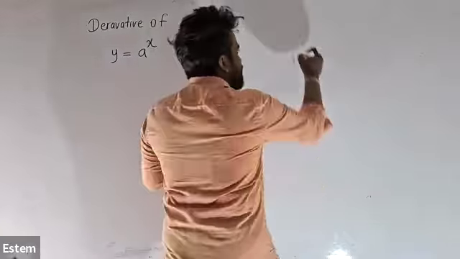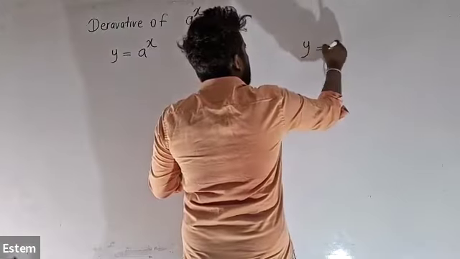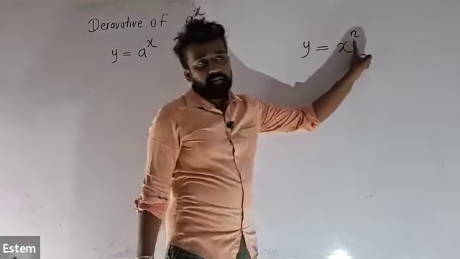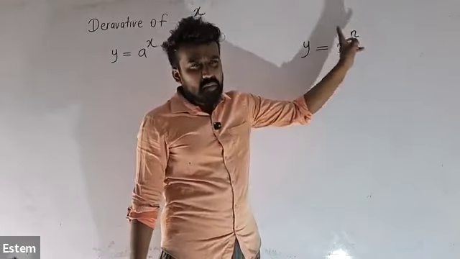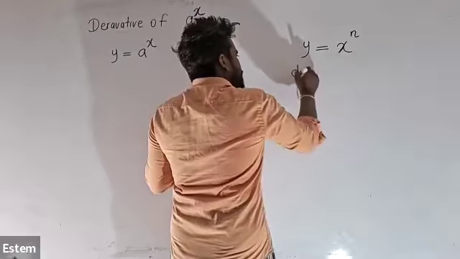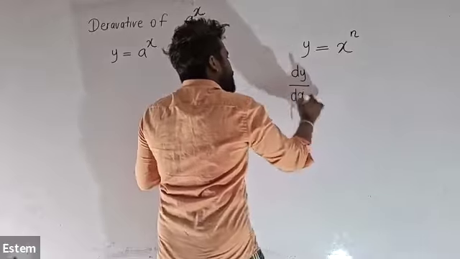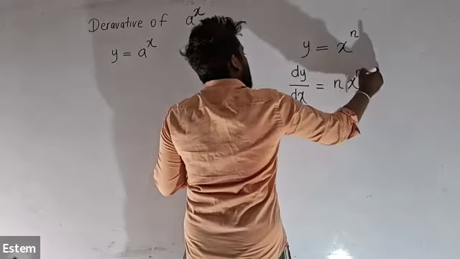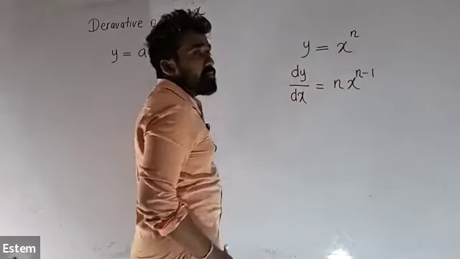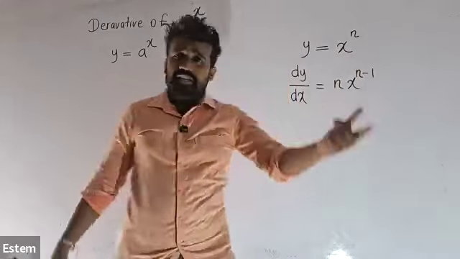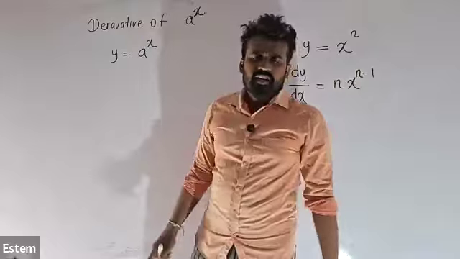When we have y equals x to the power n, this n is not a variable, it is just a number, therefore we can easily differentiate it, getting n in front: n x to the power of n minus 1. But here the variable is in the power.